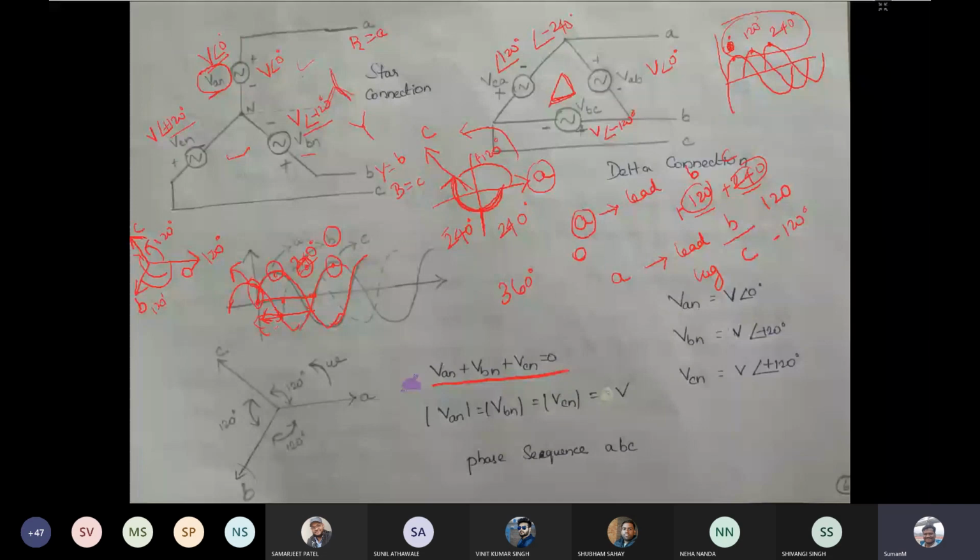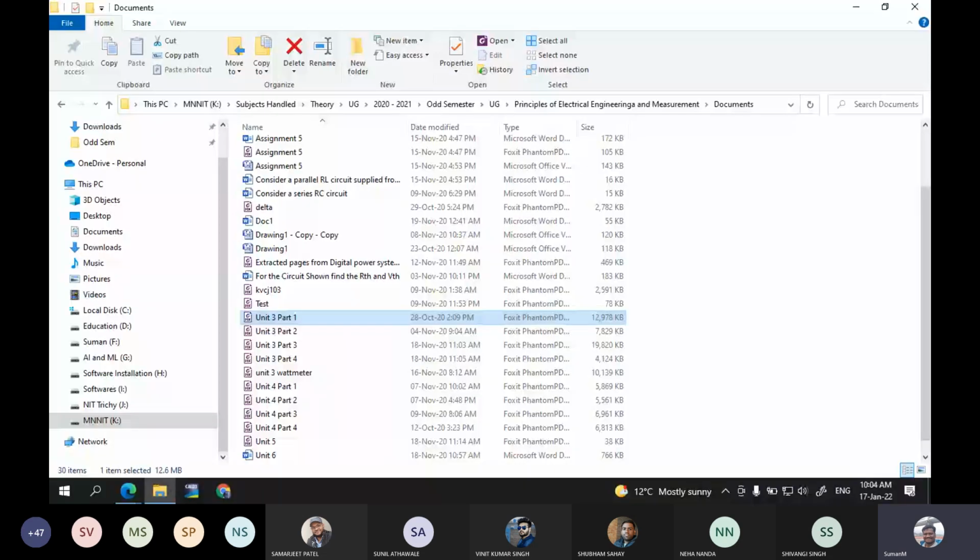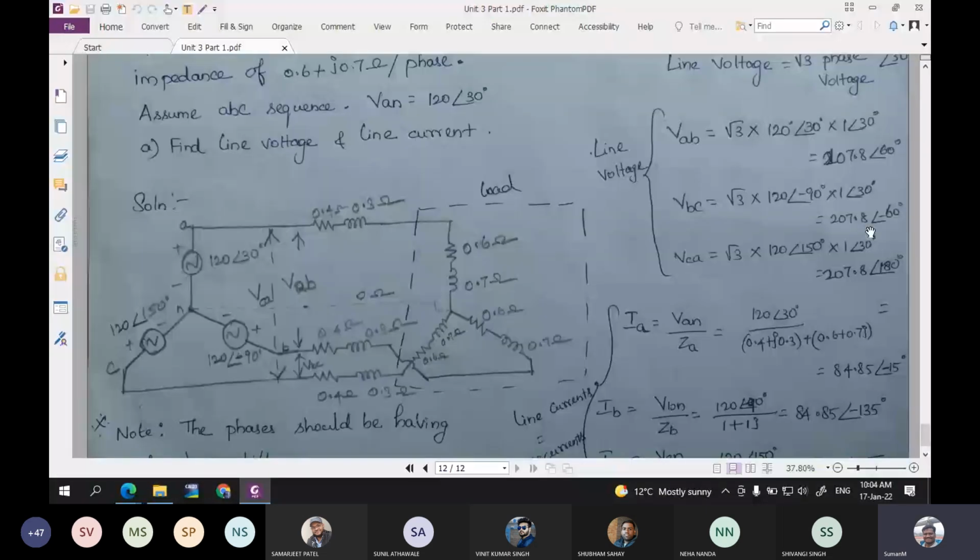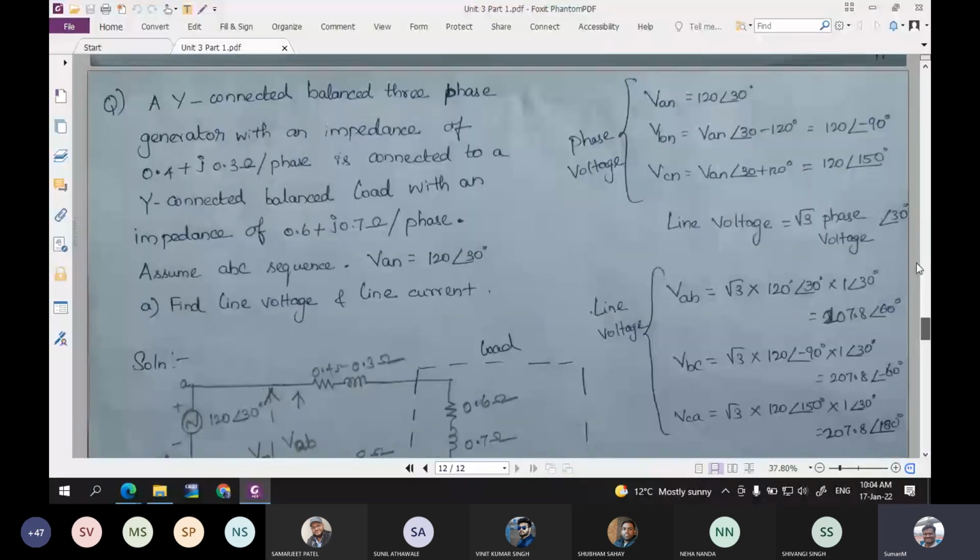So the last point, I think it is already 10. We can complete it. The last point is this A, B, C in the clockwise manner. You can consider it as a phase sequence. So we will end this class with this point. I hope that my screen is visible to you.